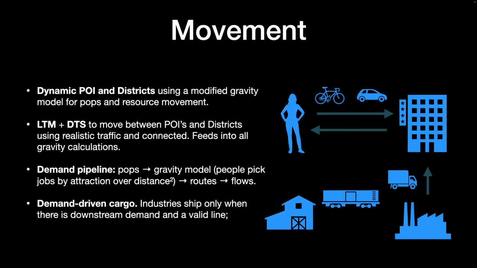With movement, as you know, I've already shown off the traffic system in my previous devlog. I would be using my LTM and DTS, which is dynamic traffic system, to move between the different districts and points of interest using the realistic traffic that I demoed in my previous devlog. There would still be a demand pipeline using a gravity model. And I am also building a demand driven cargo system where industries can ship between each other and there is a downstream demand for things.